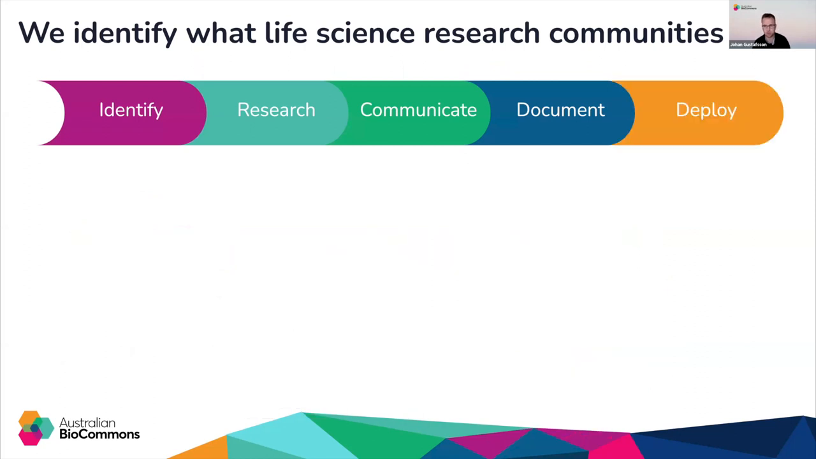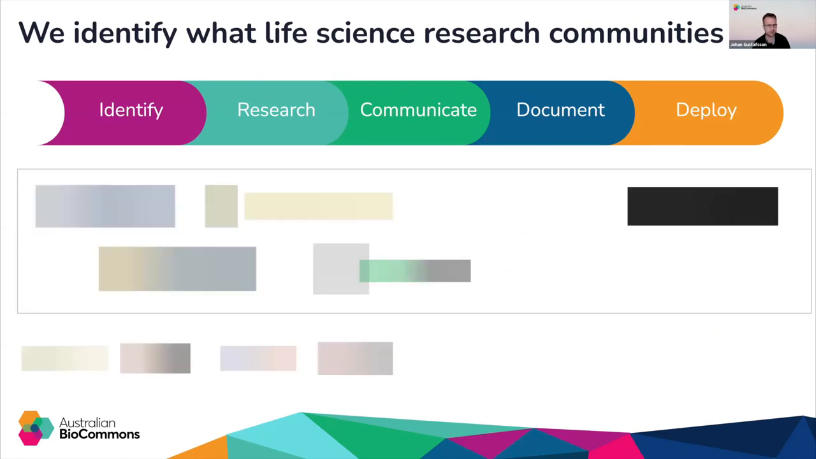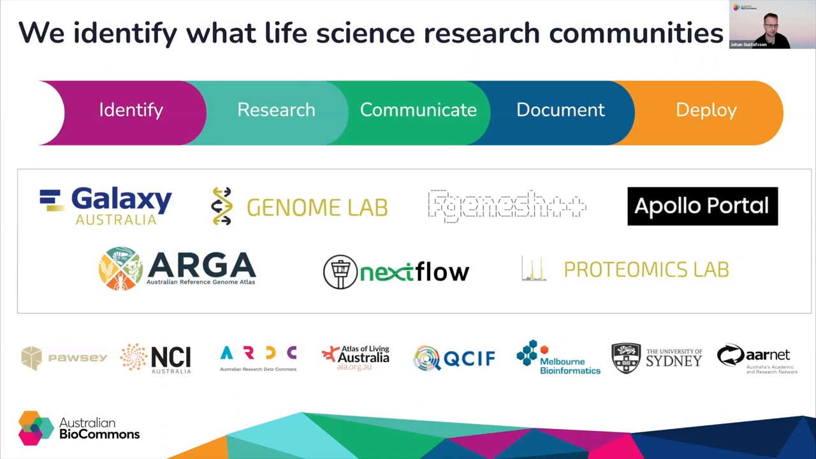We then move into a deployment phase, and it's in this deployment phase that we will partner with infrastructures to try and either align to existing solutions, adopt existing solutions for the Australian context, or when necessary, actually create new things that fill gaps in Australian life science research infrastructure. On this slide, you can see some examples of services which either exist right now or are being developed by the BioCommons and our partners. And it includes things like Galaxy Australia, FGenesH, and the Australian Reference Genome Atlas.